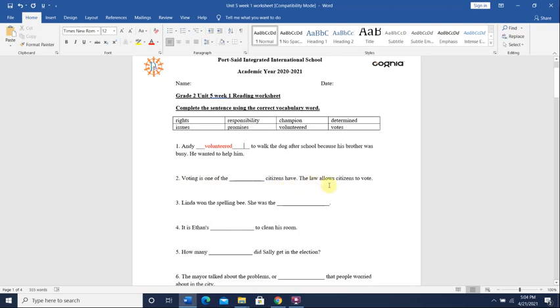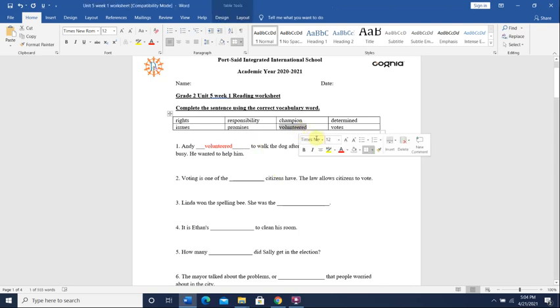Voting is one of the blank citizens have. The law allows citizens to vote. So voting means to be able to put a vote. The law lets or gives the citizens permission to vote. What word? We already used the word volunteered, right? So now we have 7 words.